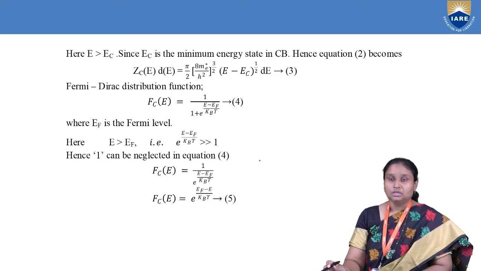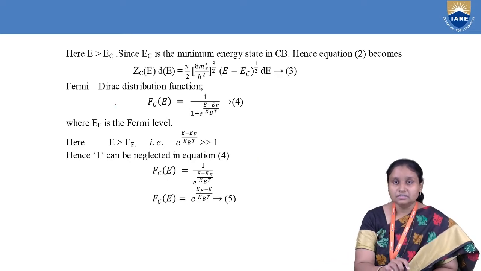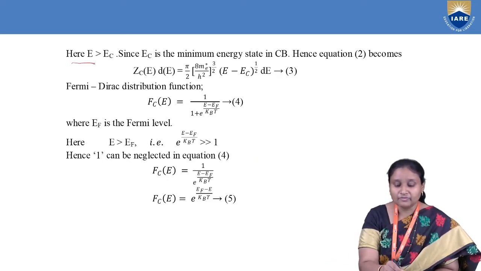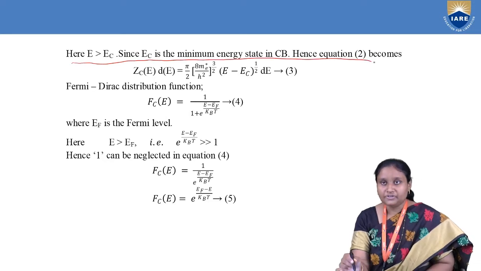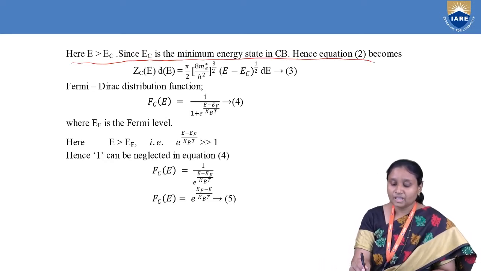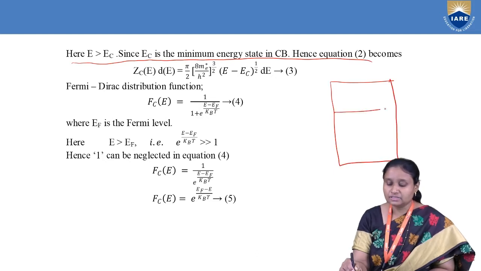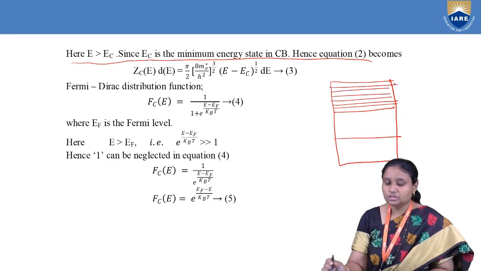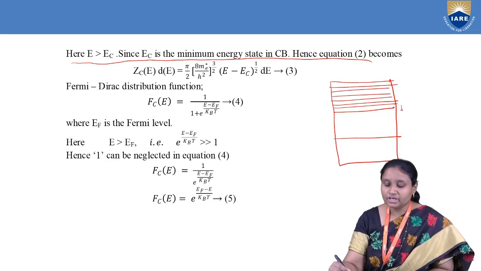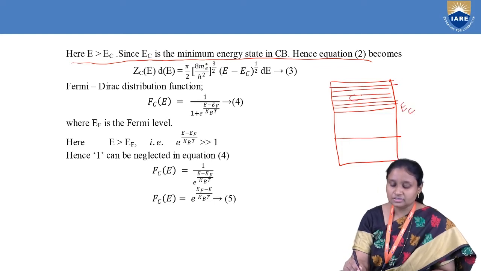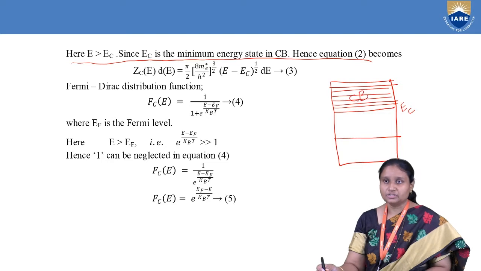Now what we have done here, as you can see, is very, very important. I have taken the conduction band, and in the conduction band we have a series of energy levels. So this is our series of energy levels, as you can make out. And what is the bottom of the conduction band? The bottom of the conduction band is given by EC. So EC denotes the bottom of the conduction band.